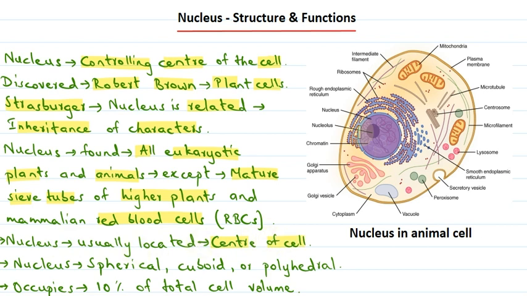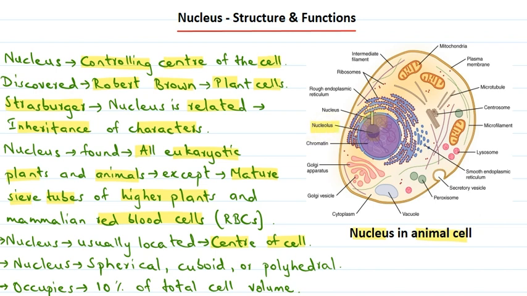Okay, so here we can see the nucleus in an animal cell. This is an animal cell and here we can see the nucleus. And this is the nucleolus. This is the nucleus, which is surrounded by a double membrane structure, that is the nuclear membrane. This whole structure is the nucleus, and inside the nucleus we can see this darkened structure, that is the nucleolus.